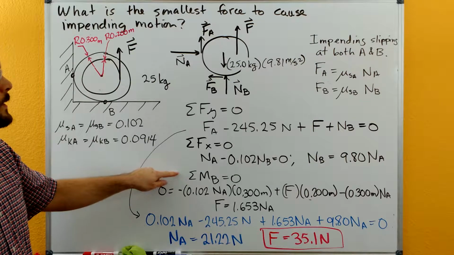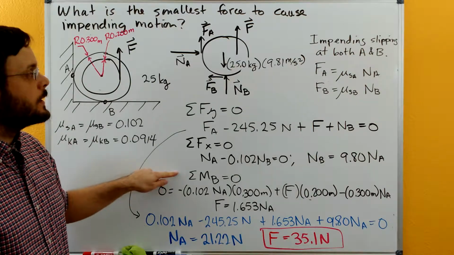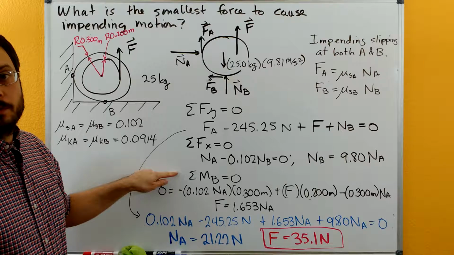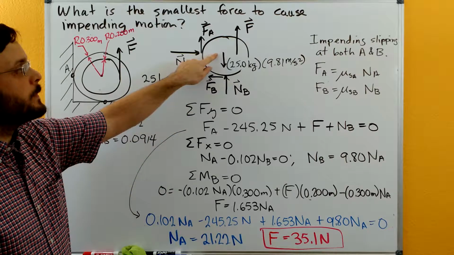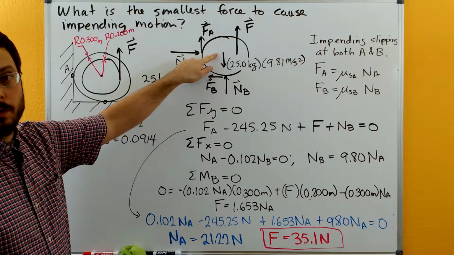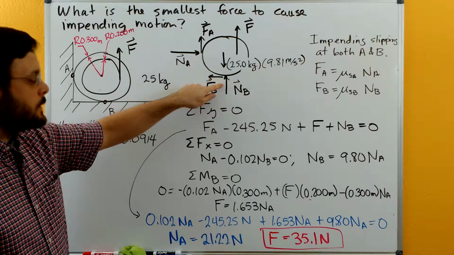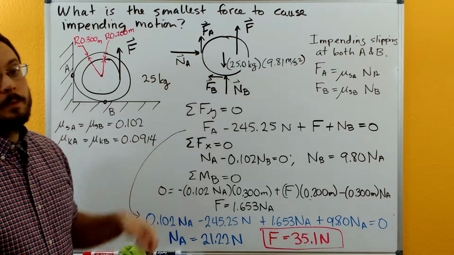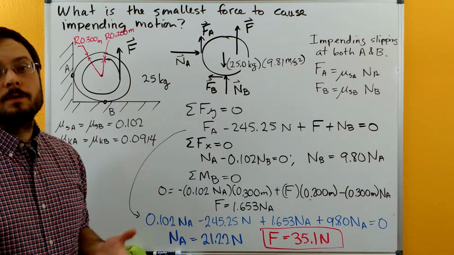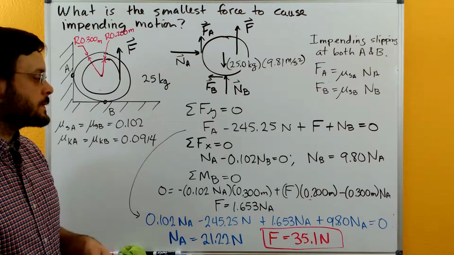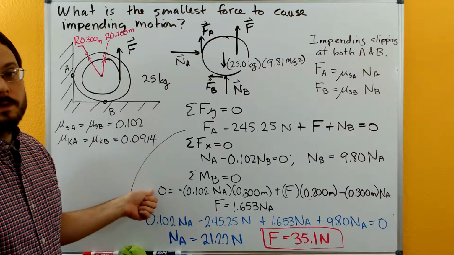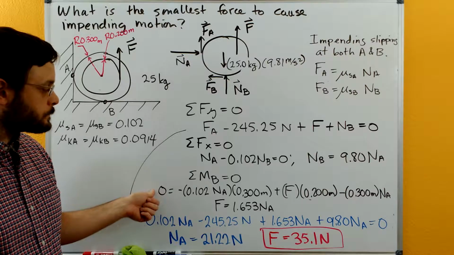Then we can do our sum of moments, and really there's several points that we could do sum of moments about. We could do sum of moments about the center of gravity and get there. We could do sum of moments about B, or we could do sum of moments about A, and those would all give us good equations that we could use to solve this problem. But for this example, I just did B.